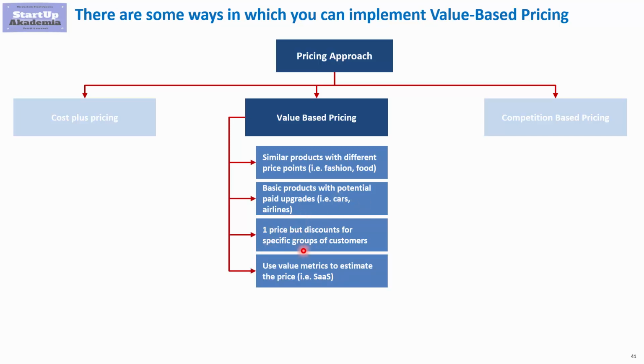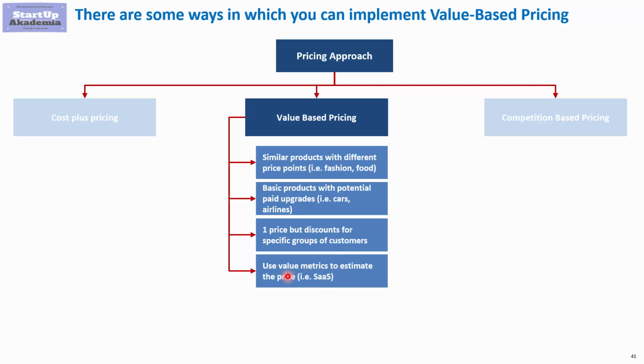In the fourth approach, we use the so-called value metrics to estimate the price. In some cases, you want to estimate the value that the customer gets from your product and to charge him proportionally to the value he's getting from the product or the service. The most often seen example is the success fee used by consulting firms and law firms. You pay them a certain percentage of the winnings or savings generated by them for you.